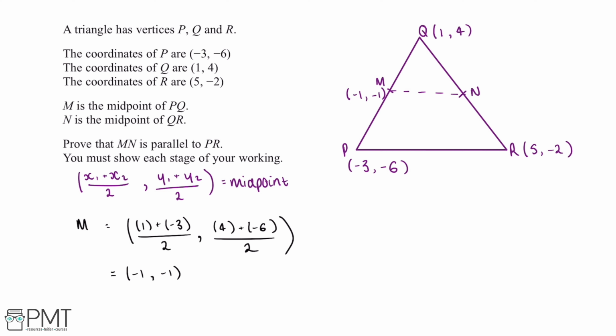Next we can move on to point N. So point N is the midpoint of line QR. So we can use the same process as before. The x-coordinate will be equal to 1 plus 5 divided by 2. And the y-coordinate will be equal to 4 plus -2 divided by 2. And this gives us an x-coordinate of 3 and a y-coordinate of 1.